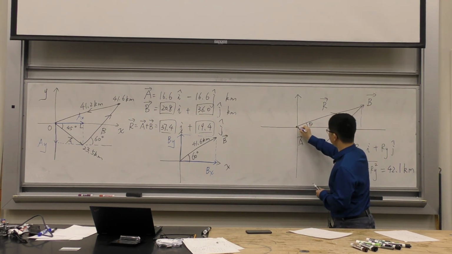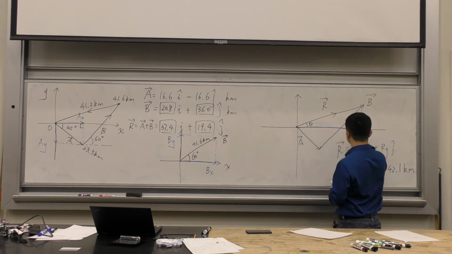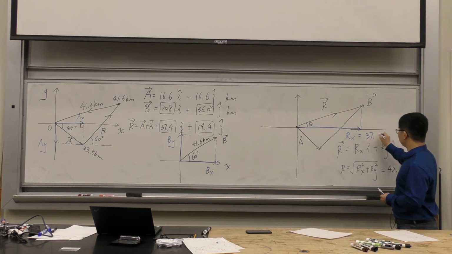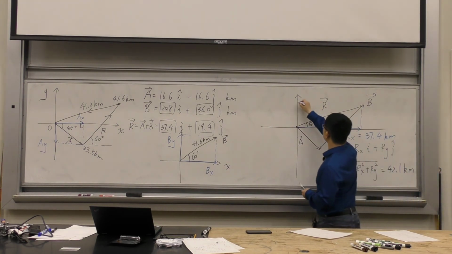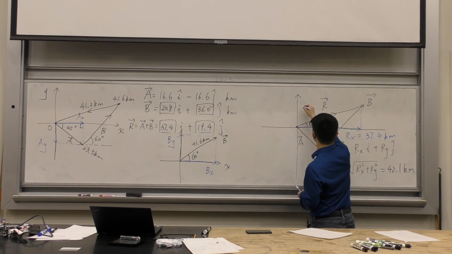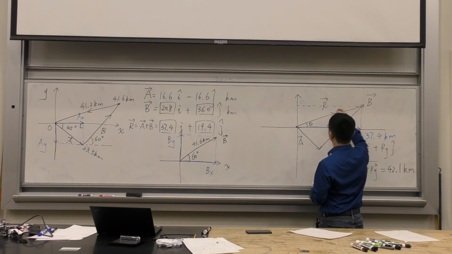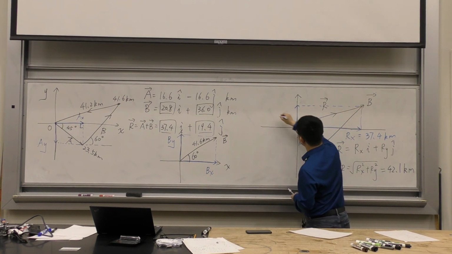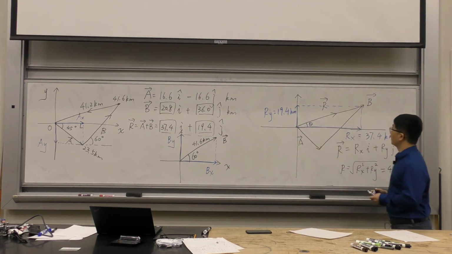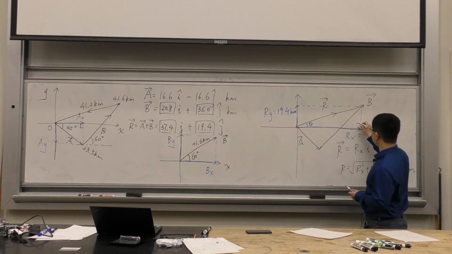So now this is Rx, right? This is Rx, and what is the number we found? 37.4 kilometers. What is Ry? Ry is the projection onto y. So this is Ry, right? What is Ry we found? 19.4 kilometers. Okay? So take a look at this right triangle.